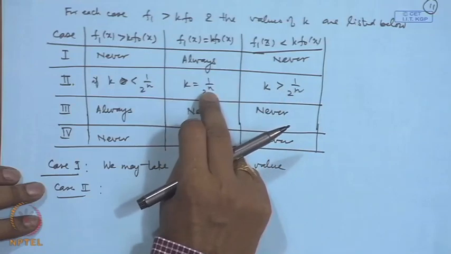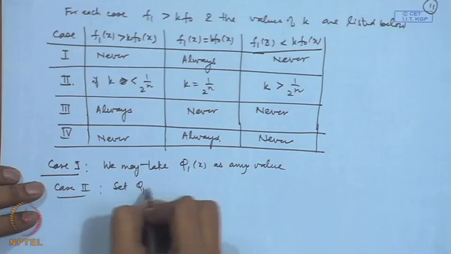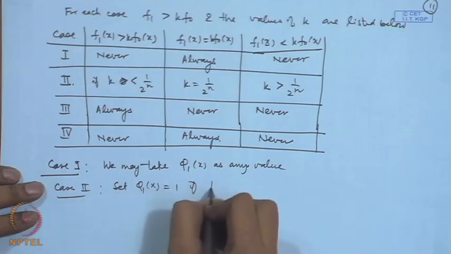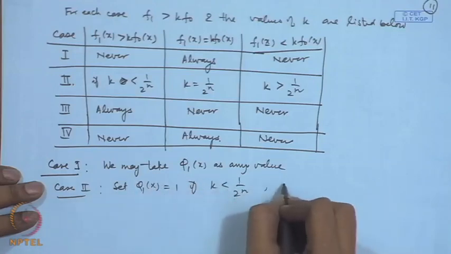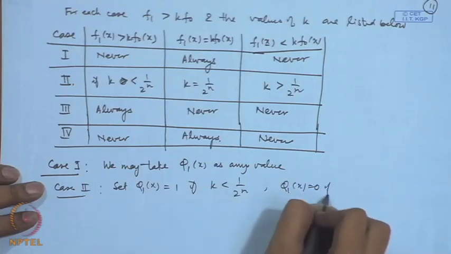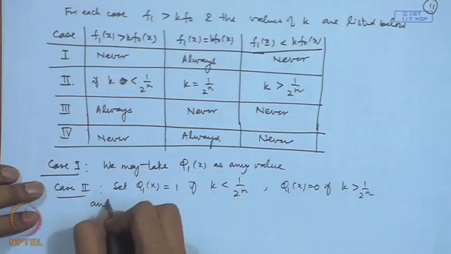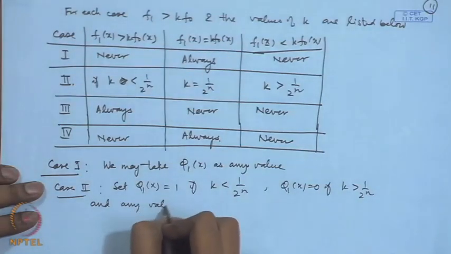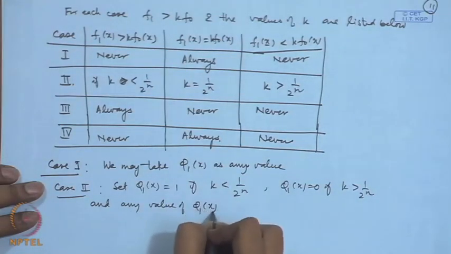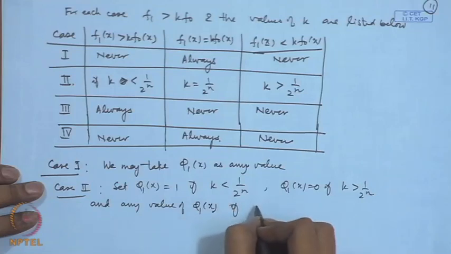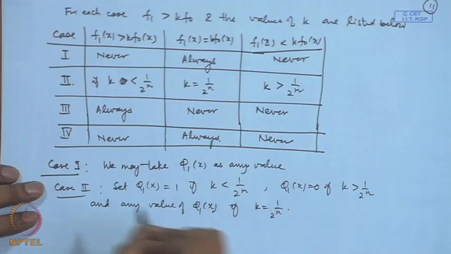However, when k is equal to 1 by 2 to the power n, then we may again say accept or reject, we can assign something. Of course, the probability of these cases will be 0. So, we can say phi 1 x, that is the test function, is equal to 1 if k is less than 1 by 2 to the power n, it is equal to 0 if k is greater than 1 by 2 to the power n, and any value of phi 1 if k is equal to 1 by 2 to the power n.